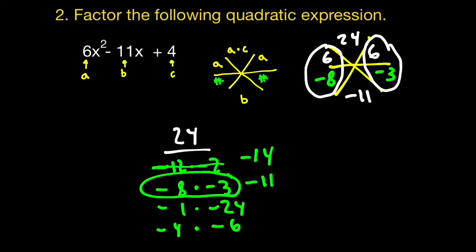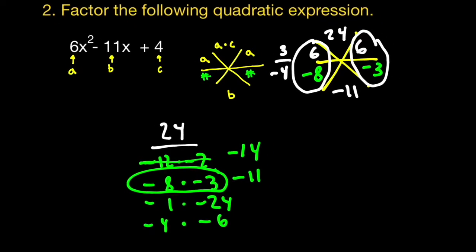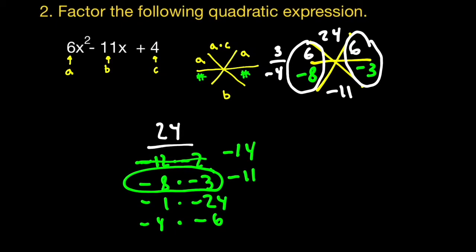And we can see that the 6 and the -8, we can reduce that into a 3 over -4, dividing the numerator and the denominator by 2. On the right, we can also reduce this one. The 6 and the -3 can reduce into a 2 over -1, dividing both numerator and denominator by 3. And now we can rewrite this trinomial by factoring it into 3x minus 4 multiplied by 2x minus 1.